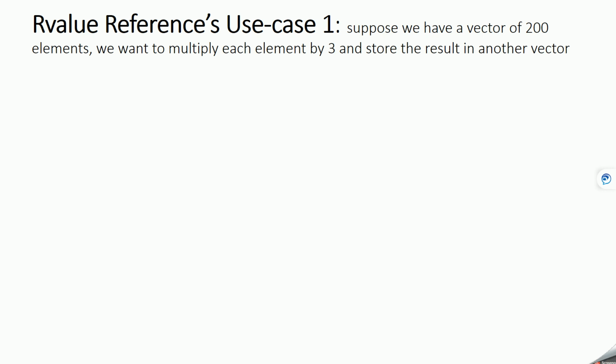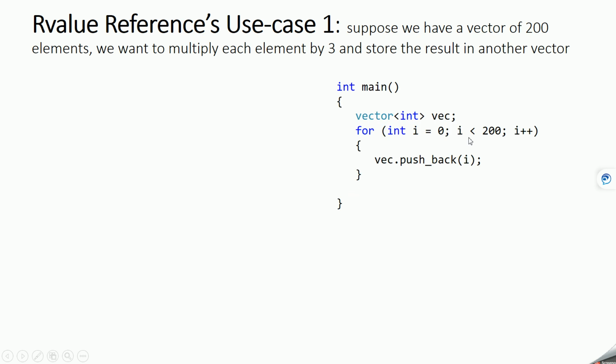In this video, we are going to learn about a use case of R value reference. In the previous video, we saw what is R value reference. Now let's see its use case. So here we have a situation where we have a vector with 200 elements, and we want to multiply each element by 3 and store it into another vector. For that you can write code like this.